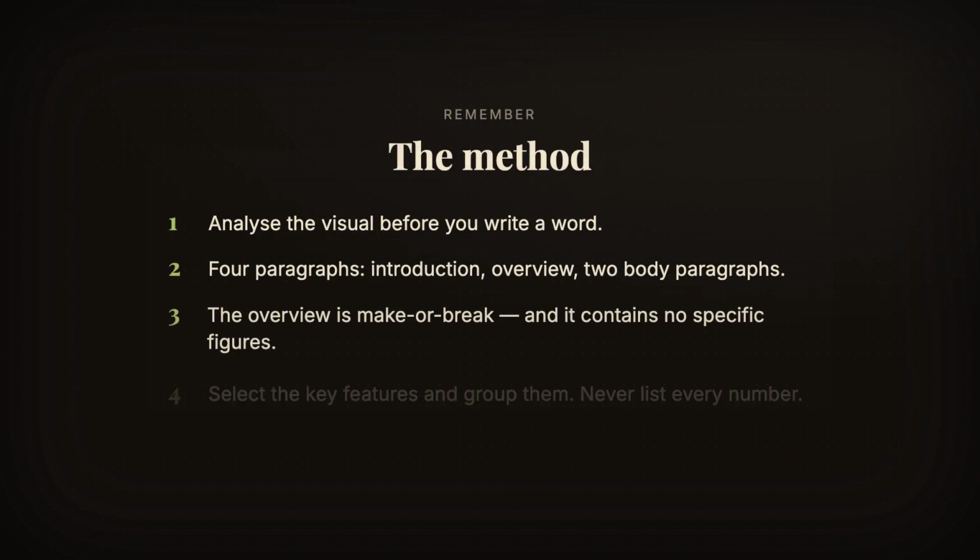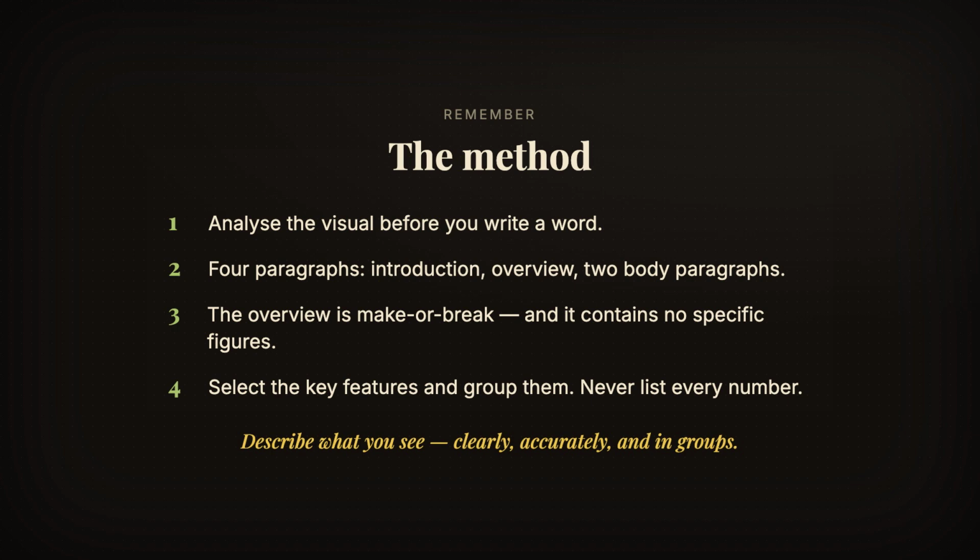So here's the method for any process diagram. Analyze it. Start, end, number of stages, linear or cycle. 4 paragraphs as always. In the overview, describe the shape of the whole process. Then walk through the stages in order, in the passive, grouped into 2 phases. No data, no opinions, just a clear, accurate sequence. That really can be the easiest Band-Aid you'll write.